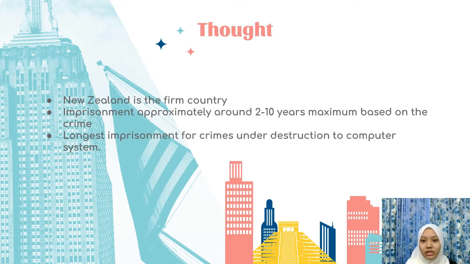Based on the legislation for cybercrimes in Turkey, Ireland, and New Zealand, we agreed that New Zealand is the firm country that practiced the best punishment on the criminal. The punishment, which is approximately 2 to 10 years maximum based on the crime, will make New Zealand's crime rate decrease since the cyber law itself shows that the country is strict and will take reasonable action on the crime once caught. Other than that, New Zealand's law on crimes involving computers has 4 sections that punish the criminals based on the related crimes, and the longest imprisonment is 10 years for crimes under destruction to computer system, while the other 2 countries only decide on imprisonment not longer than 5 years and some fine for law in Turkey.